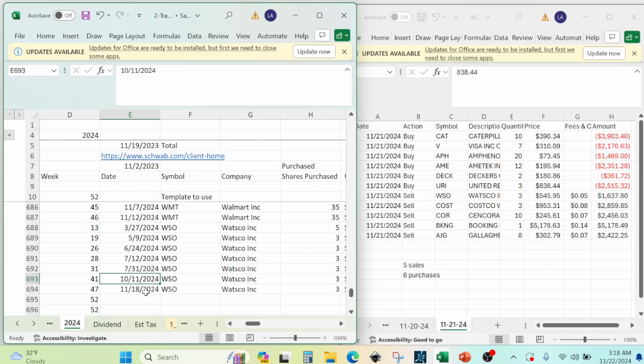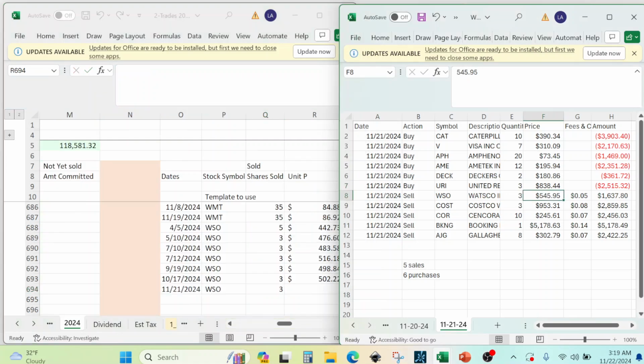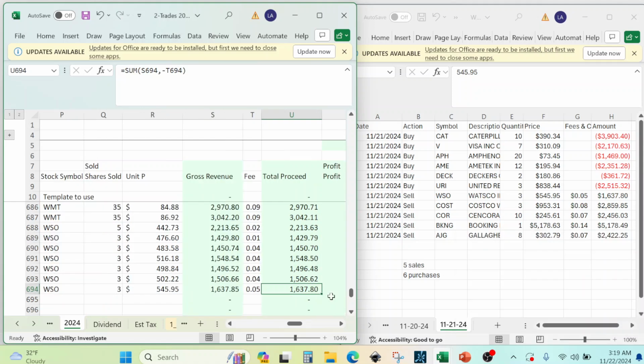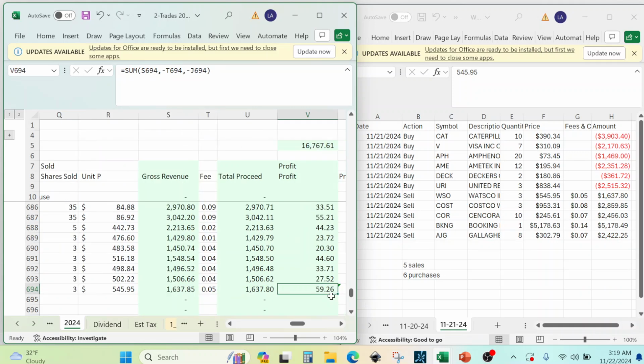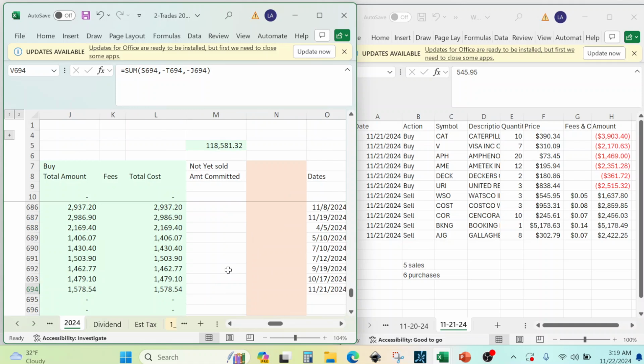Let's take what we committed because we sold it. And we sold it on the 21st. How many stocks sold? 3. How much did we sell them for? 545, and the fee keeps going up. And let's see how much profit here: 59.26. Again, the profit is how much we sold it for, minus the fee, minus how much we paid for it. So we bought it on the 18th, we sold it on the 21st.